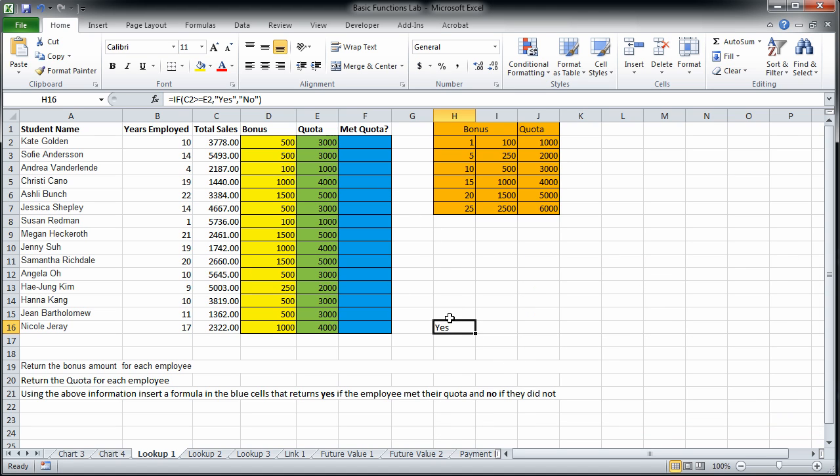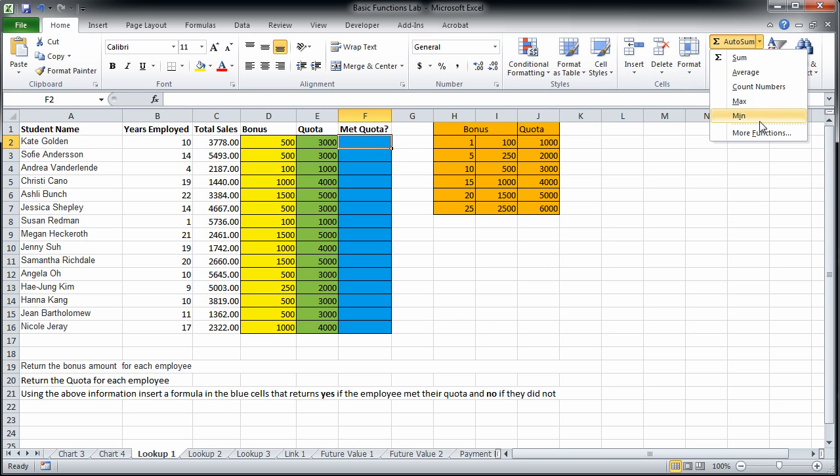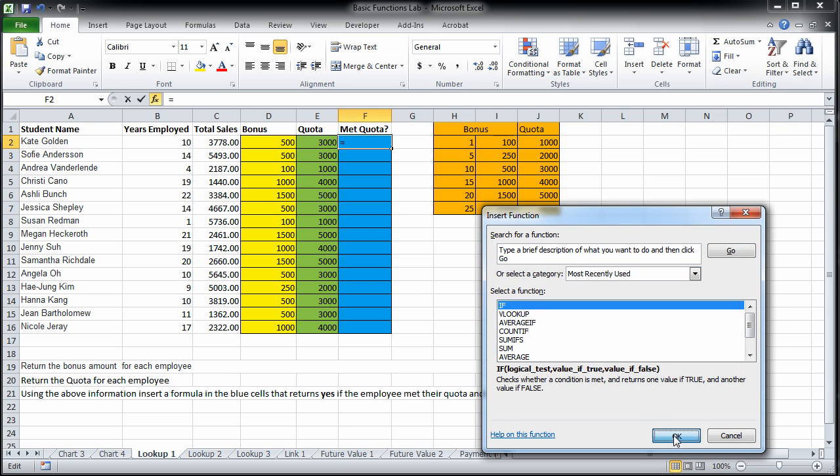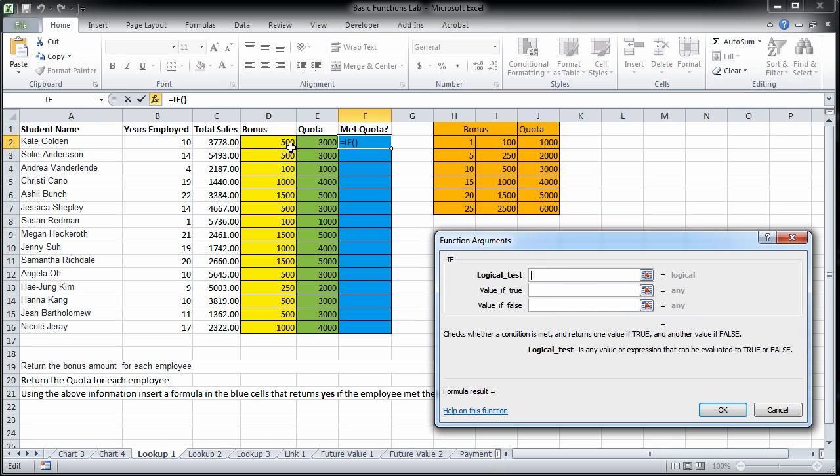And you know what? I wanted to put this function in that silly box up there. So here's what I'm going to do. I'm going to just copy it and paste it in. Whoops. It must have changed. I'll just do it again real quick. So I'll say if logical test, if the sales is greater than or equal to the quota, we'll say yes. If it's not, we'll say no.